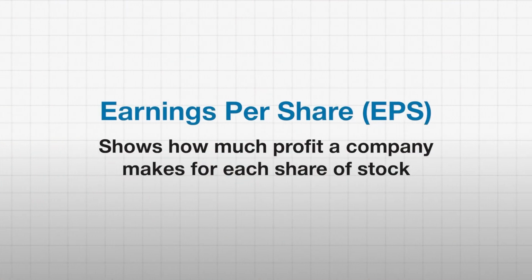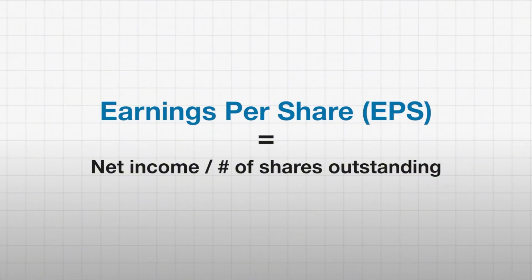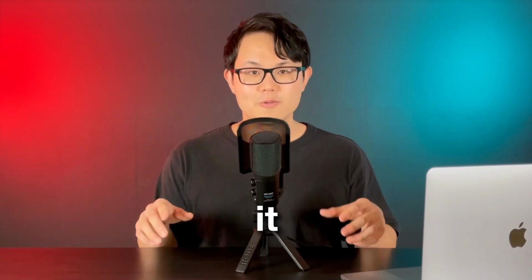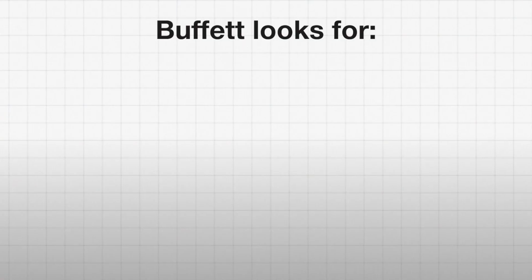Finally, we have earnings per share, EPS, which shows how much profit a company makes for each share of stock, calculated by dividing net income by the number of shares outstanding. On the income statement, EPS is usually displayed at the bottom after net income. It's an important indicator for investors because it reveals how much profit is attributed to each individual share of stock. Here's what Buffett looks for.